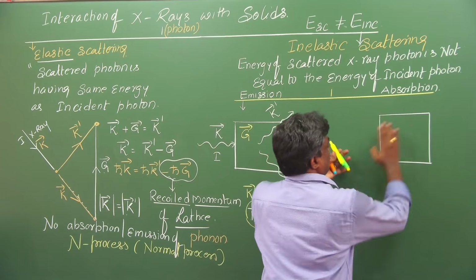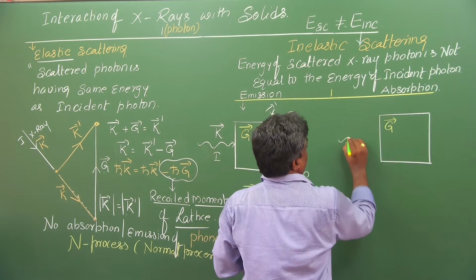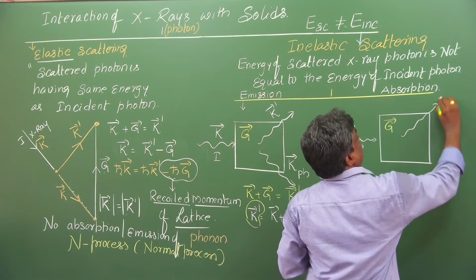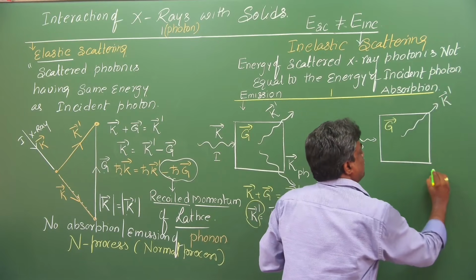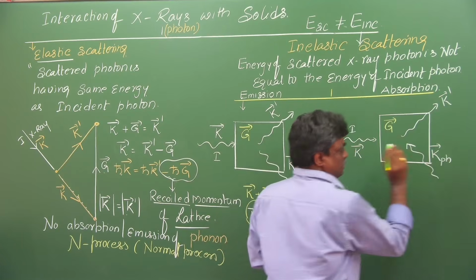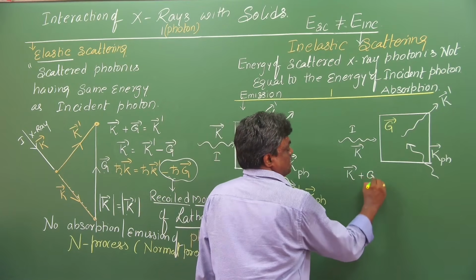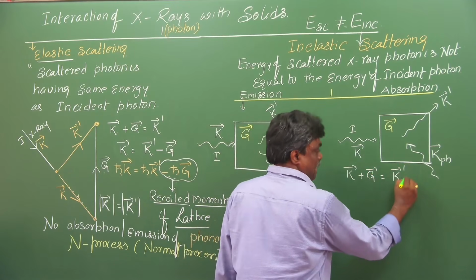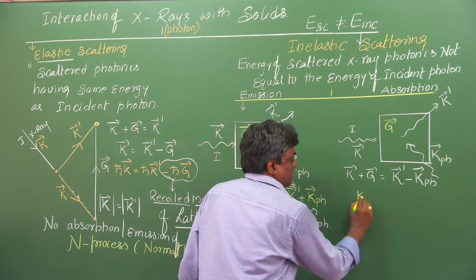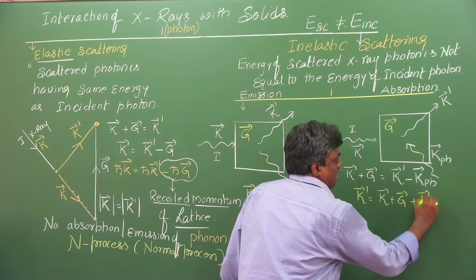The same thing. I have taken a lattice which is represented by this reciprocal lattice vector, and here is an incident k vector, and this is the scattered k prime. In this case it is absorbing a phonon. Apply the law of conservation of momentum: k bar plus g bar equals k prime. Now this implies k prime equals k plus g plus k.